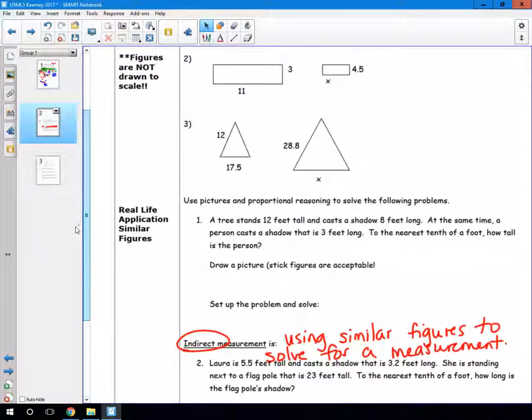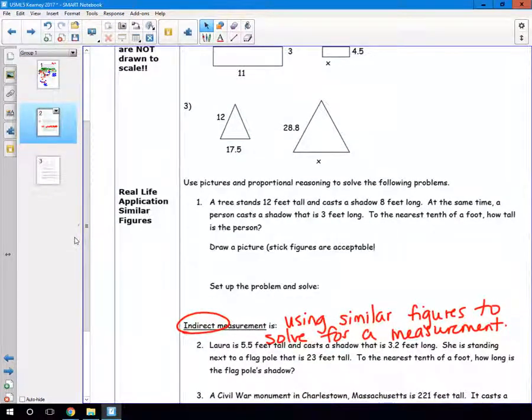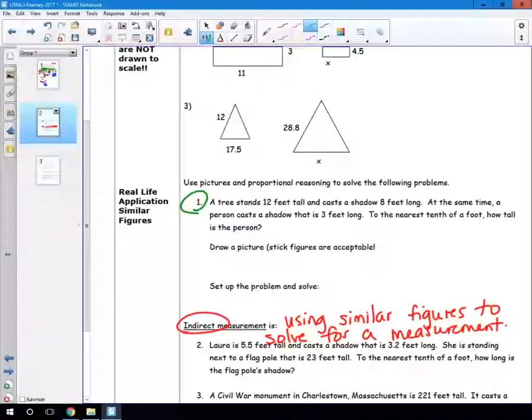Okay, so what we're going to do is read number 1, and we're going to use similar figures to figure this out. It says a tree stands 12 feet tall and casts a shadow that's 8 feet long. At the same time, a person casts a shadow that is 3 feet long. To the nearest tenth of a foot, how tall is the person? So that's a lot of words. So Miss Kearney says on every single one of these problems, what I want to see is you drawing a picture. A picture will help you visualize what in the world this problem is talking about.